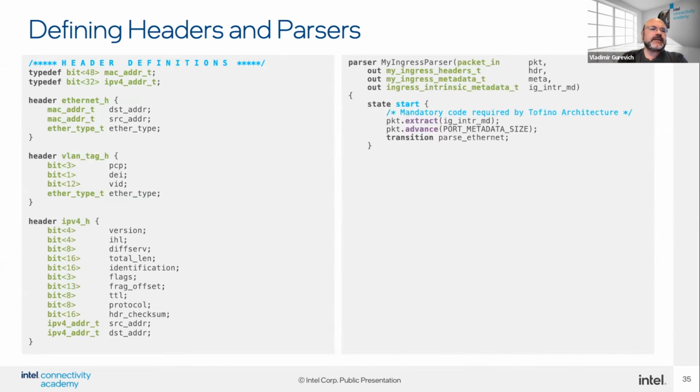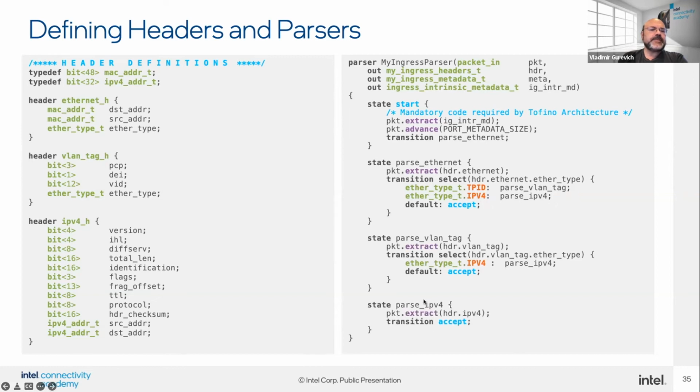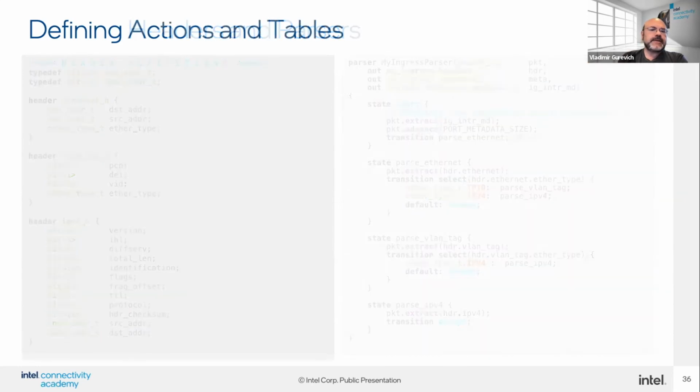Here is an example of a parser expressed in P4. We start with a state called start. We can extract certain headers and transition to a new state. So here, for example, I transition to the state parse Ethernet, extract the Ethernet header, and check the ether type. If the ether type is 8100, the TPID ether type, I transition to the next state, parse VLAN tag. Otherwise, I transition to another state called parse IPv4, and so on. So again, a very simple but powerful set of constructs allowing us to express our algorithms.